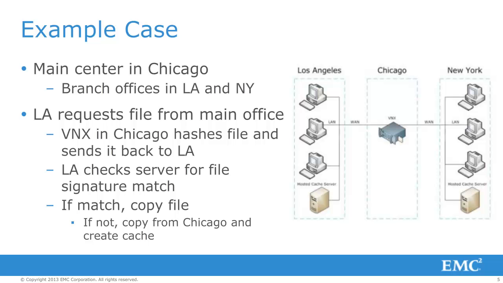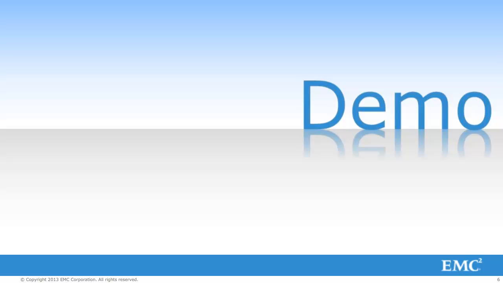The LA branch then checks its servers for a matching file signature in its database. If there is a match, the file is copied across the much faster LAN network, reducing the WAN link utilization. If there isn't a match, then the file is copied from Chicago and subsequently sent to the cache in case of later use. Now we'll move on to a demonstration of using BranchCache.